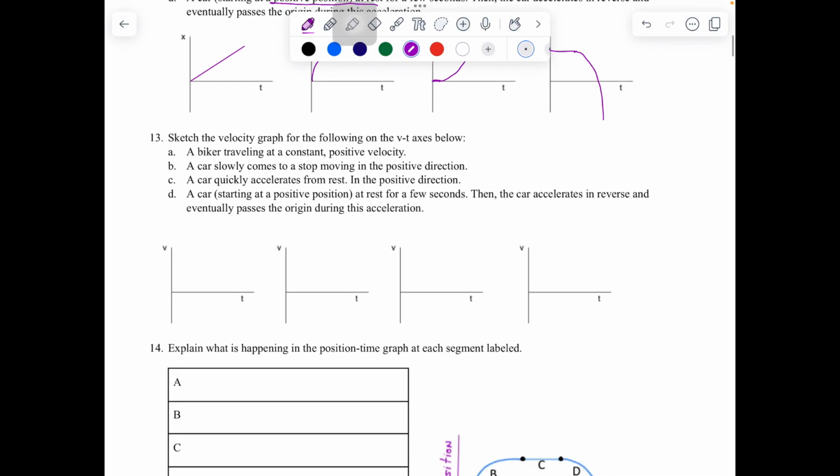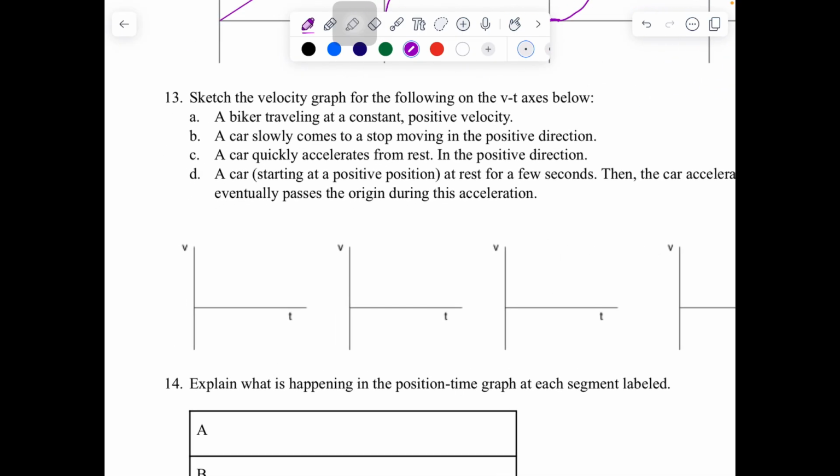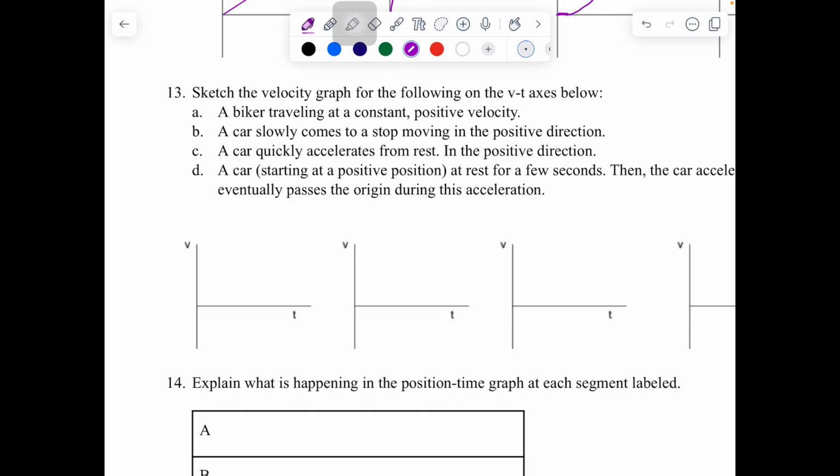Velocity time graphs. Remember, velocity time graphs, the slope is your acceleration. Biker traveling constant positive velocity. Well, constant velocity, your velocity is not changing, so you shouldn't go up or down on your graph. Slowly coming to a stop, moving in the positive direction. Remember, positive is above the x-axis, negative is below. We're continuously moving in the positive direction, we're just slowing down. So we have a graph that looks like this.